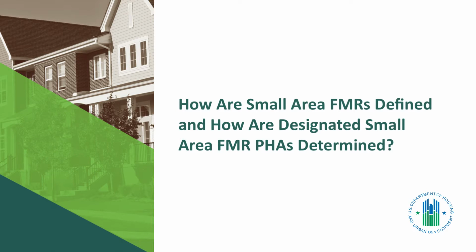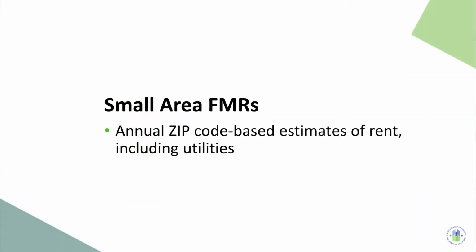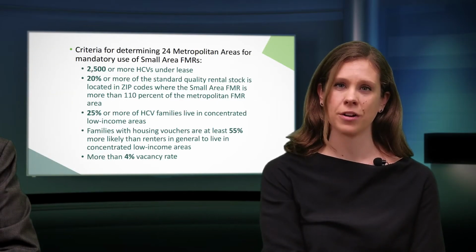Small area FMRs are annual, zip code-based estimates of rent, including utilities, and are set by HUD for use in administering tenant-based assistance under the HCV program. To determine which metropolitan areas to designate for required use of small area FMRs, HUD applied the following selection criteria.